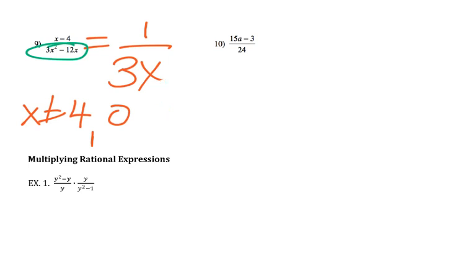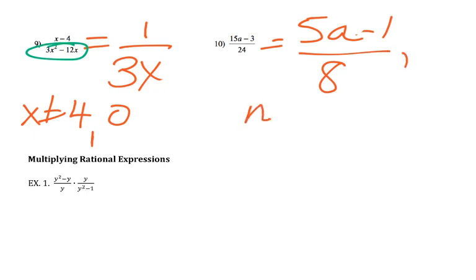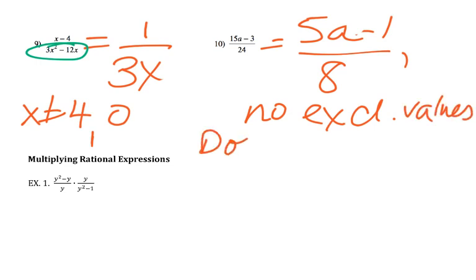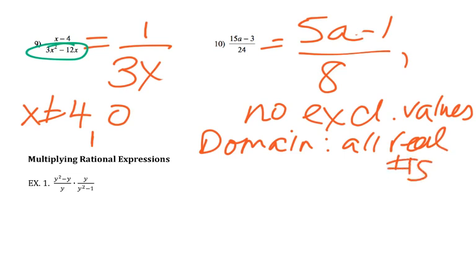Okay, and then this final one here simplifies to 5a minus 1 over 8. And what's the excluded value? There are no excluded values. So if we were finding domain, if this was a problem with an x value, we would say that it's all reals, all real numbers.